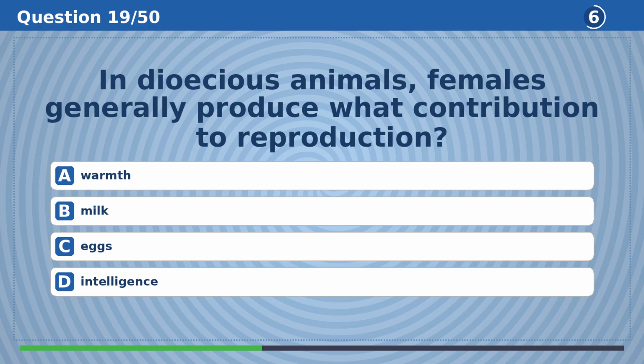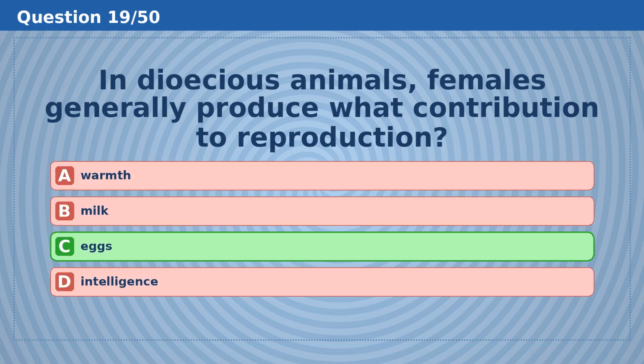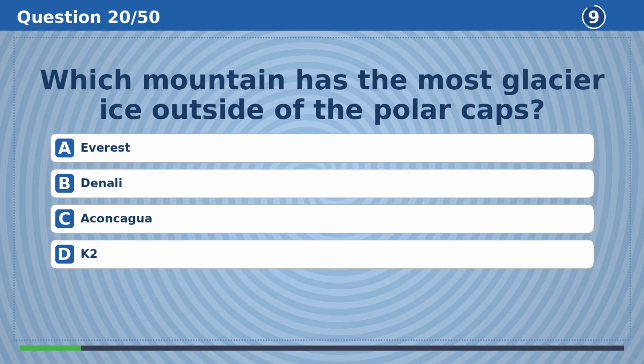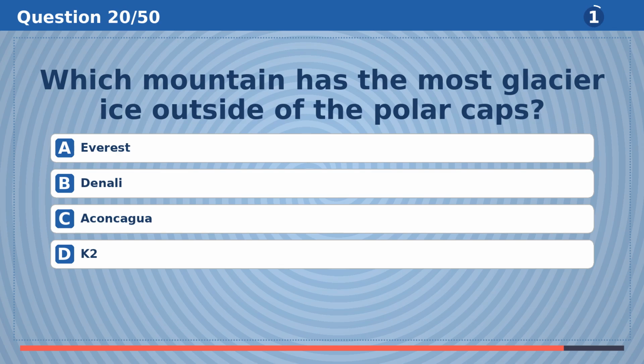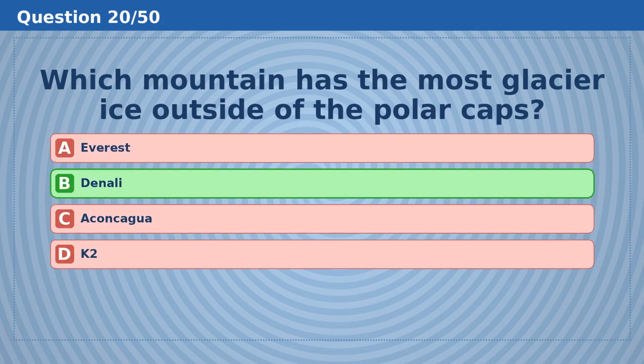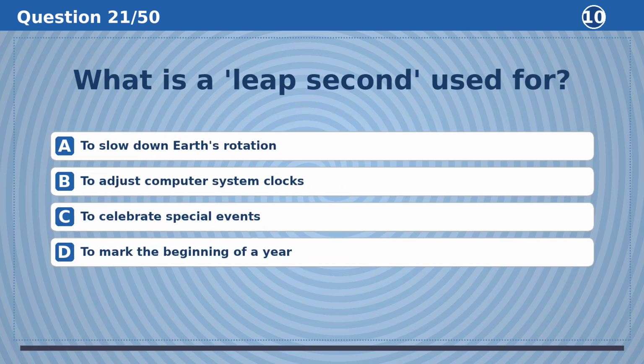In dioecious animals, females generally produce what contribution to reproduction? The answer is C, eggs. Which mountain has the most glacier ice outside of the polar caps? The answer is B, Denali.